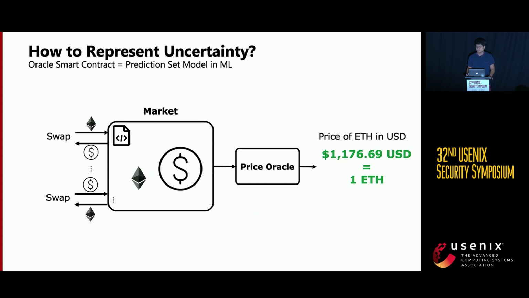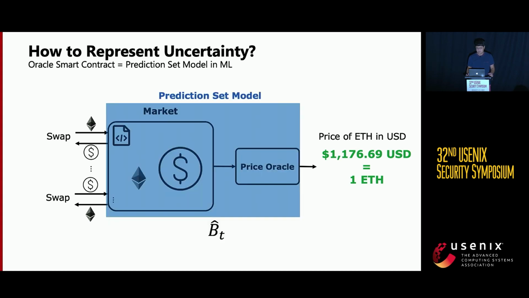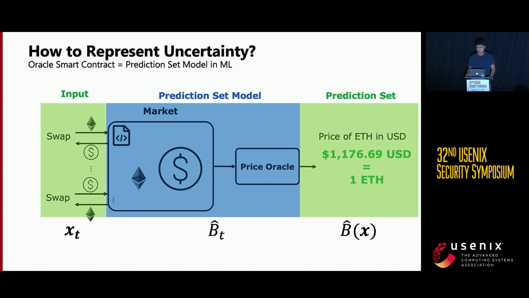Then how can we represent the uncertainty? We view the oracle smart contract as a prediction set model in machine learning. In particular, we consider the market along with the price oracle as a prediction set model, where the input of the market is the input of this model, and the output is a prediction set, which is a set of price values instead of a point estimate of the price. For example, we can imagine an interval of values.